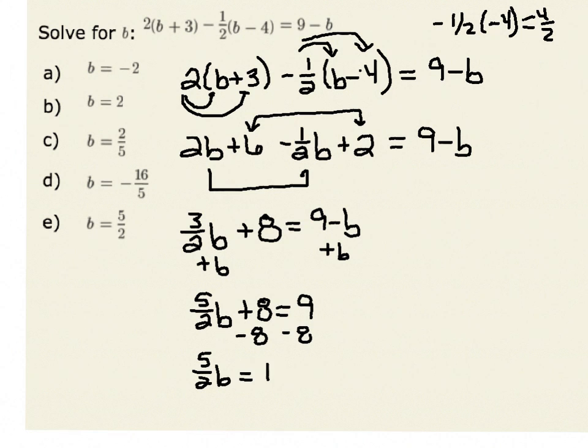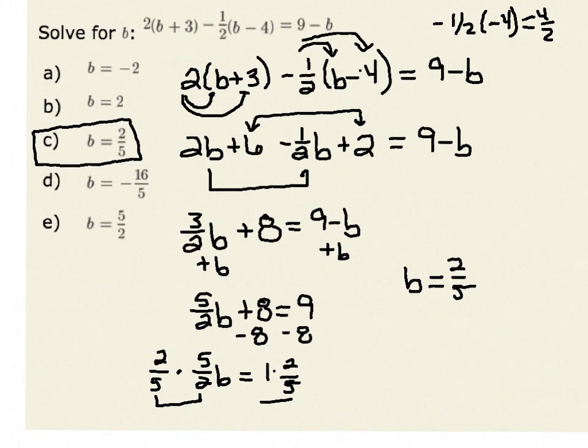In order to solve for b, I'm going to multiply both sides by the reciprocal of 5/2. The reciprocal of 5/2 is 2/5, so multiplying both sides by 2/5, I will see that 2/5 times 5/2 is the same as 10/10, or 1, so I'm left with b is equal to 1 times 2/5, or 2/5, giving me b equal to 2/5 as my final answer. I could verify this by substituting 2/5 back into my equation to indeed see if I have a true statement.